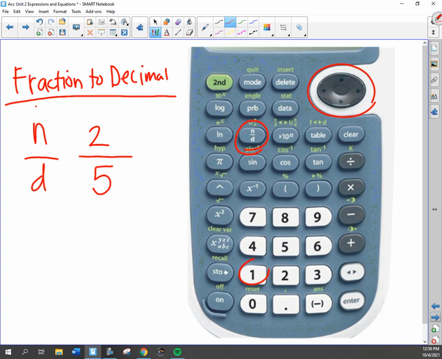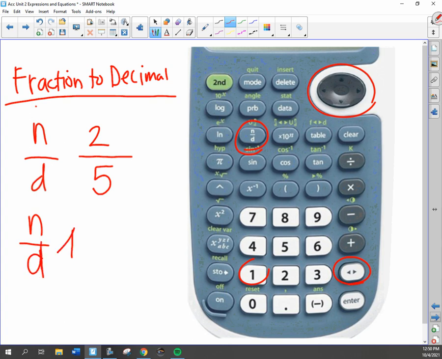Okay? Now, if you just hit enter, it's just going to give you 2/5. And if it needs to be simplified, if you hit enter, it'll automatically simplify for you. But we want to take this and change this to a decimal. So there is a button to change this to a decimal. And the button is right here at the bottom, right above the enter. It's those 2 arrows.